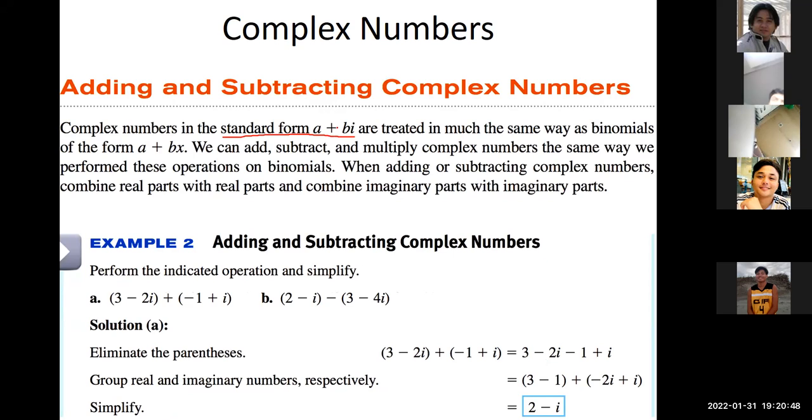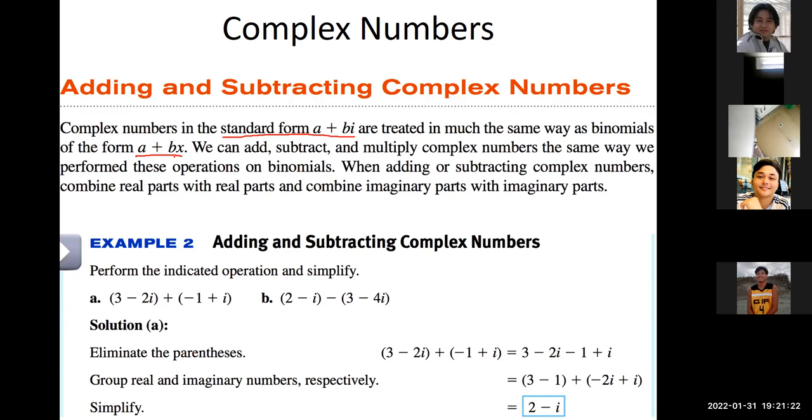So are treated in much the same way as binomials of the form a plus bx, di ba? Ito yung binomial natin. Okay? So one is the constant part and one is the one with the variable. So we can add, subtract, and multiply complex numbers the same way we perform these operations in binomials. So you have to remember how you add, subtract, and multiply binomials. Okay?